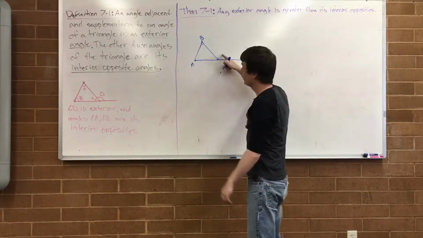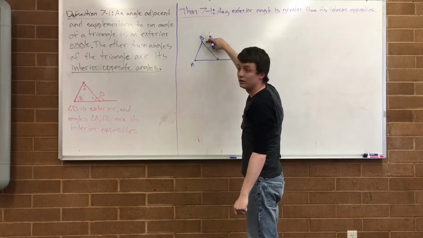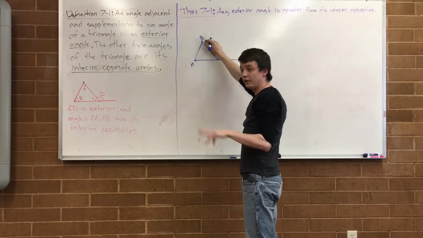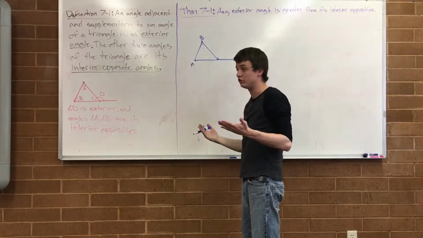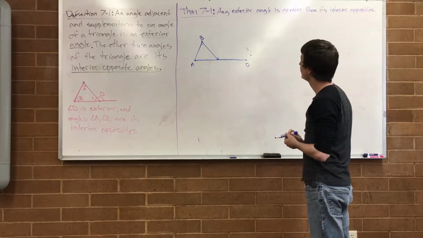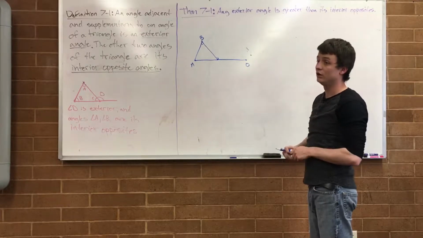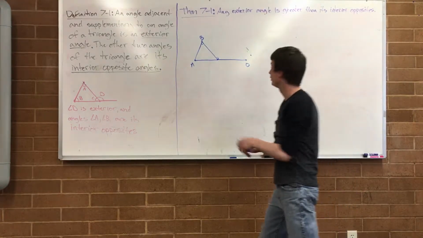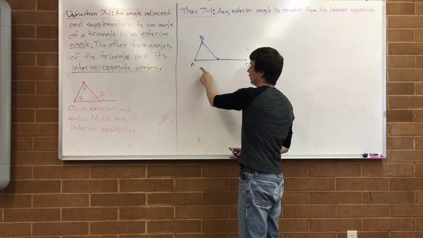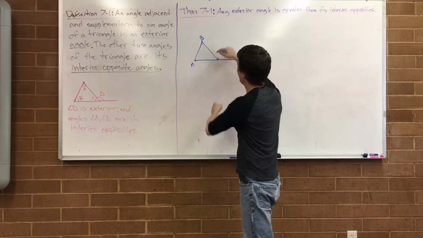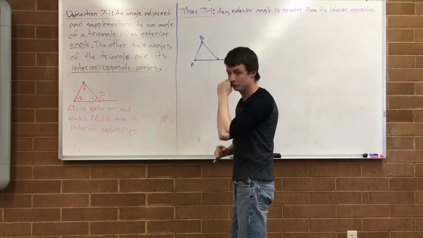Now, this angle has to be either greater than, congruent to, or less than angle B, right? If you have 2 angles, one of those relationships has to hold. Are we saying the exterior is greater than one of the interior opposites? It's greater than both of them. Not both of them put together. We're saying this is greater than angle B and this is greater than angle A. Each individually. Good.